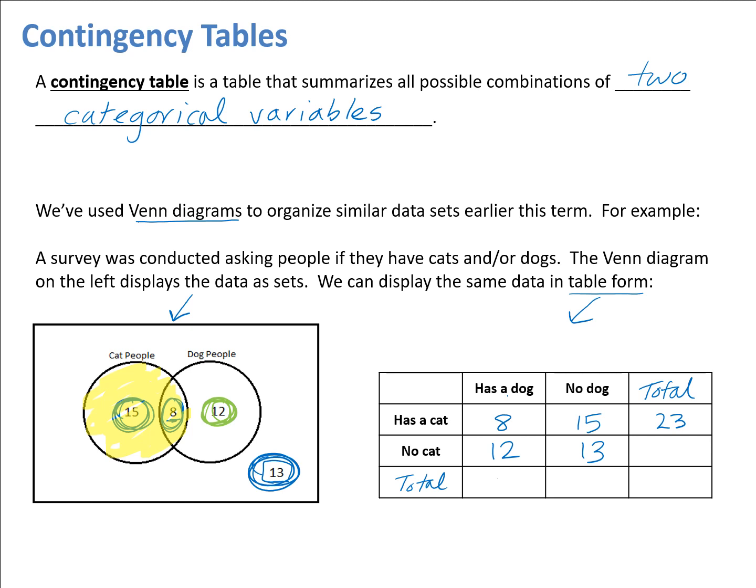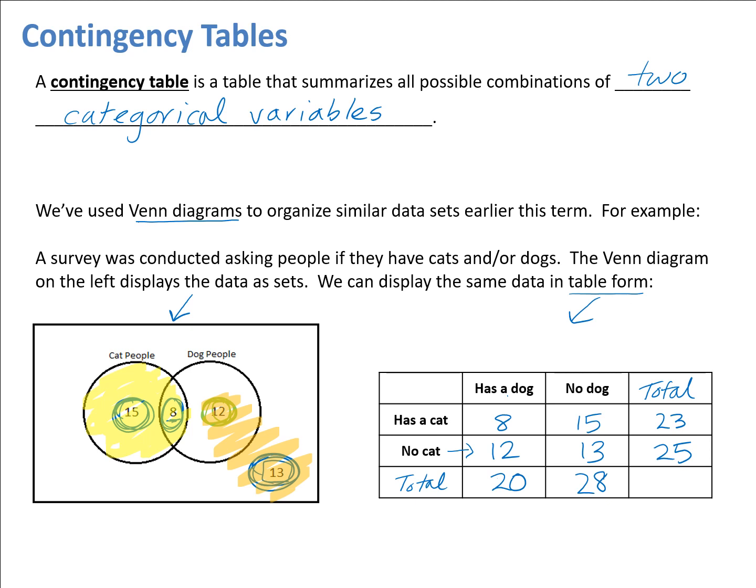Then we could total up the no cat row, and that would be 12 and 13, which would be 25 people, and that would represent those people who are outside of the cat circle, 12 and 13. So we have those values as well. We could continue and total up the column with dogs. That would be 20 people who have dogs, and then the people who don't have a dog, 28 people.